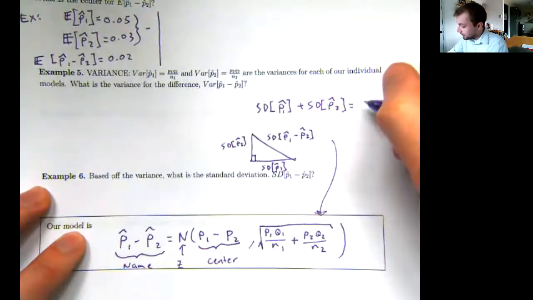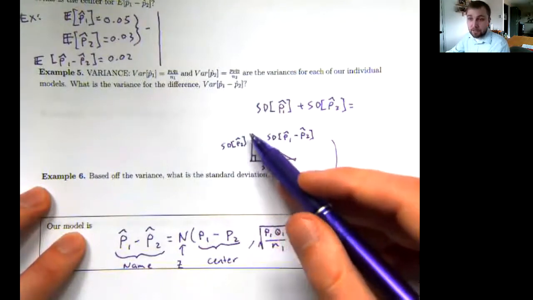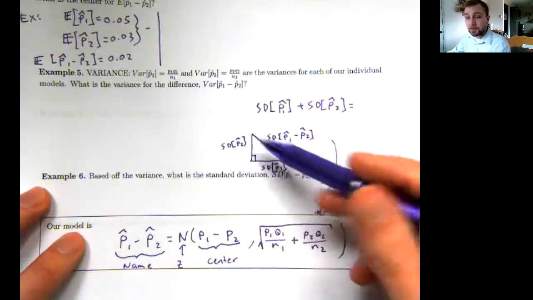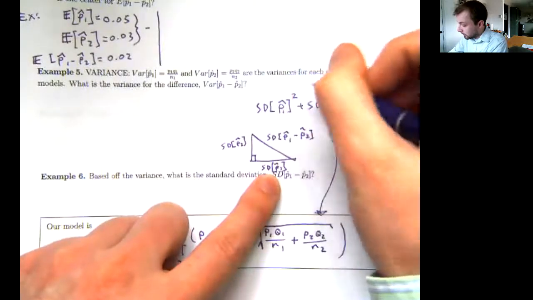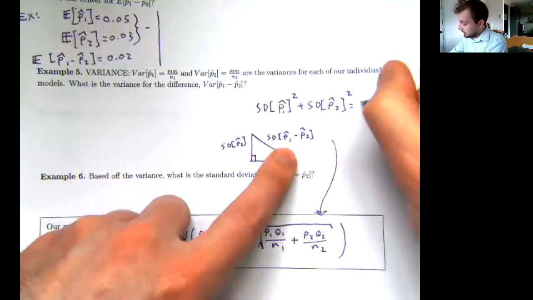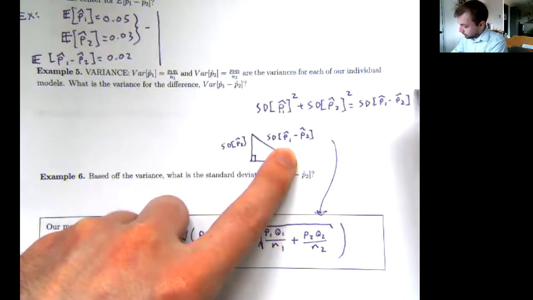So I'm going to have a relationship for this first side of the triangle and the second side of the triangle and the hypotenuse. And if you know the Pythagorean theorem for triangles, this tells me that the standard deviation for the first group squared plus the standard deviation for the second group squared is the standard deviation of the combination squared.